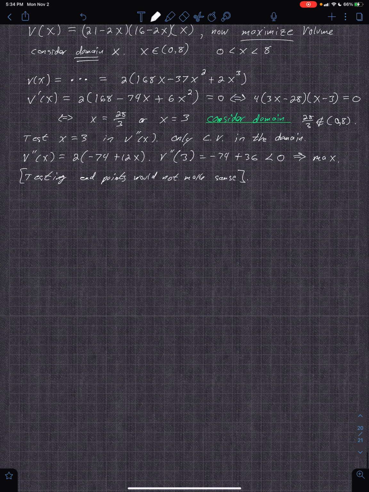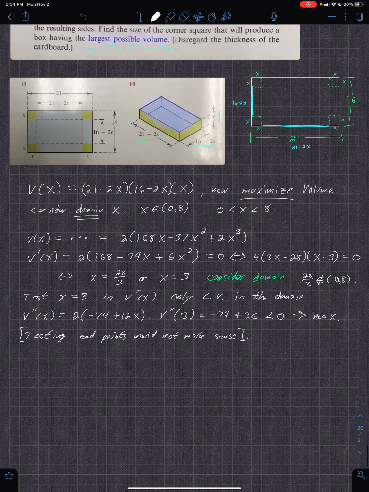All right, so then does cutting 3 inches on either side make sense? And it does. That seems very reasonable, that cutting 3 inches here and 3 inches here on either side, bending it up appropriately would create your box, and that seems a reasonable answer. So that's what you say.